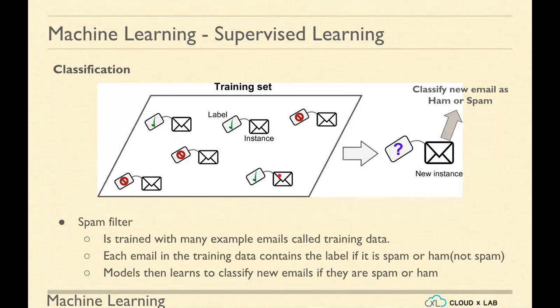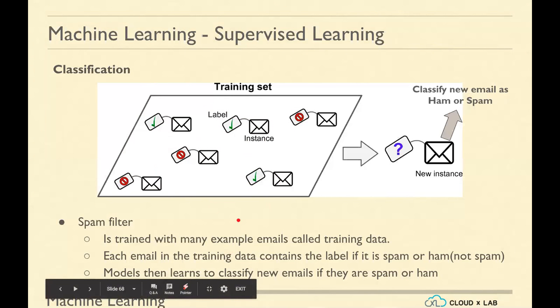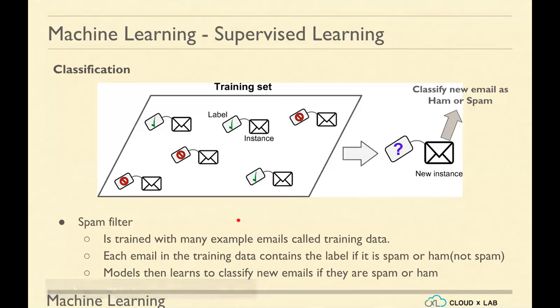When we feed this data to the algorithm, it will build a model around what it means to be a spam and what it means to be a ham. So a spam filter is trained with many example emails called training data. Each email in the training set contains the label of whether it is spam or not, and the model then learns to classify new emails as ham or spam. All right, so basically this is called classification. In classification, we try to predict the label. Given an unknown email, it should be able to predict whether it's a spam or not a spam.